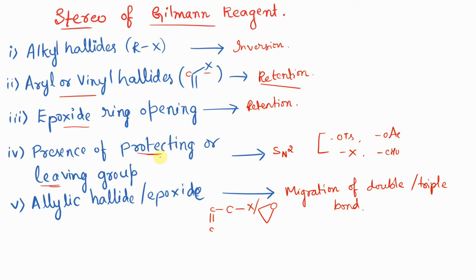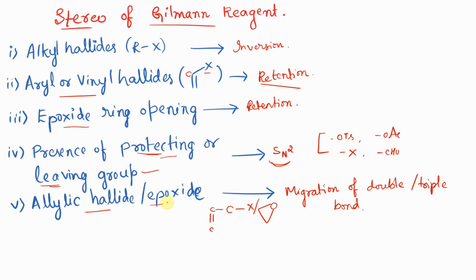And if you have a protecting group or a leaving group already present in the substrate, then those reactions are clearly shown to be SN2 kind of mechanism. And if allylic halide or epoxide is treated, then those compounds usually form a migration in double or triple bond.